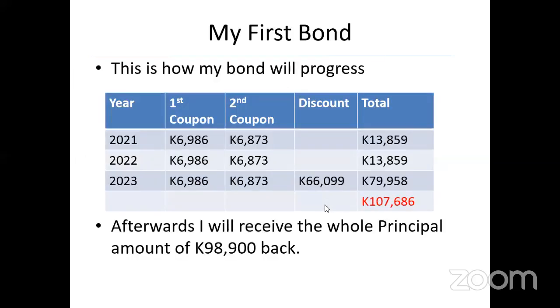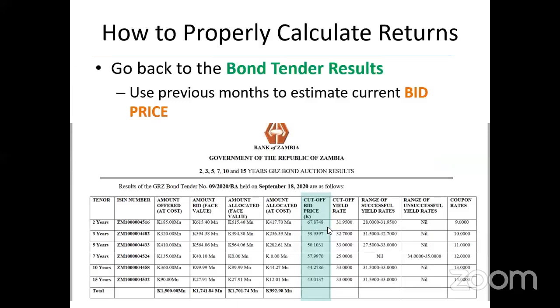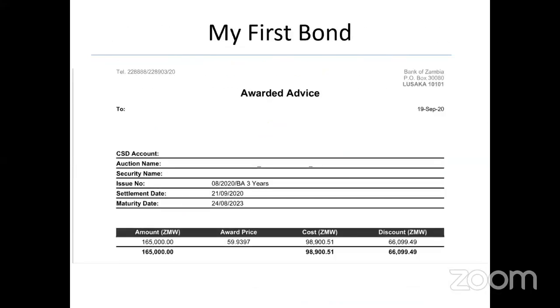Now, this is where the other money came from. So over the course of the next 3 years, now remaining two, because 1 year has elapsed, this is how the bond will actually play out. And this is where the money is coming from. So for every bond that you have, it comes with a corresponding coupon. The two-year bond has a 9% coupon rate. The three-year has 10, the five has 11, and so on and so forth. They calculate the coupon using the face value, not the cost amount, and you'll find out how much you're actually going to get.